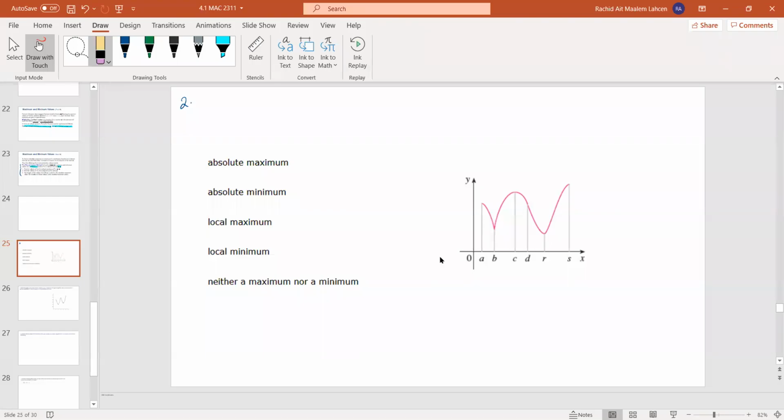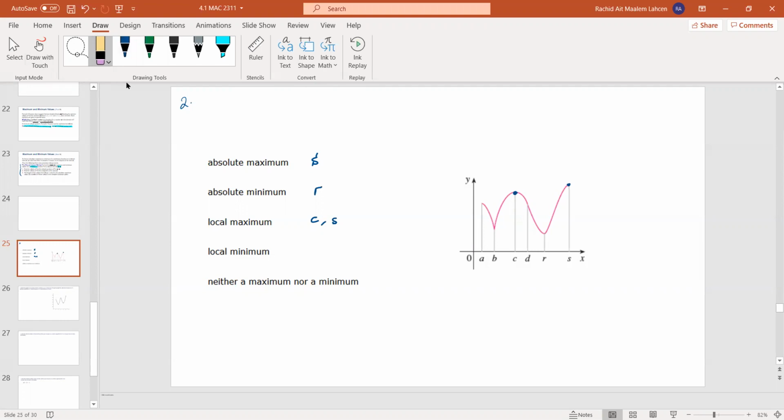All right, so local maximum. Absolute maximum. Since it's a closed interval, it happens at S there. Absolute minimum, R. Local maximum, there is another one here. It's a C, so an S.